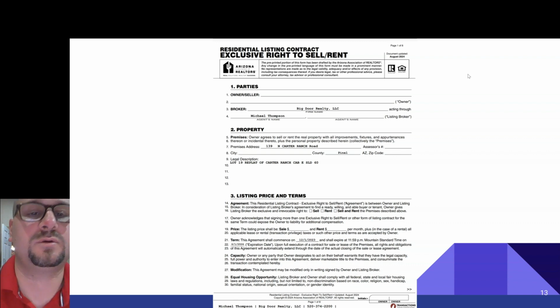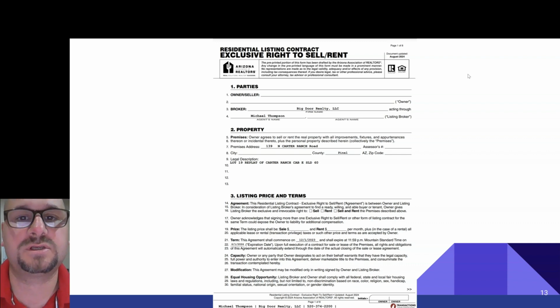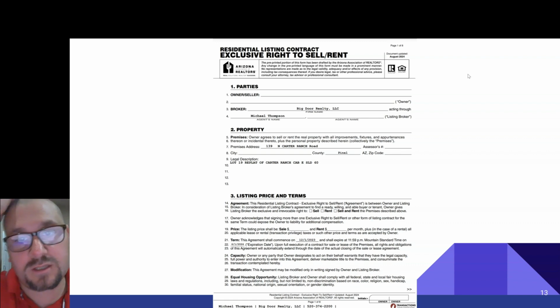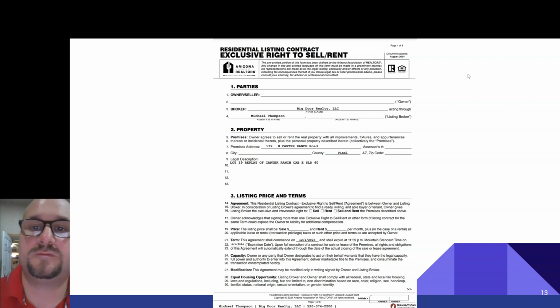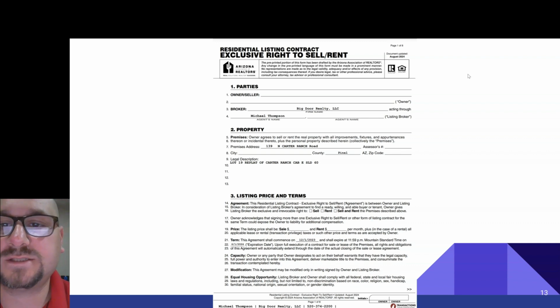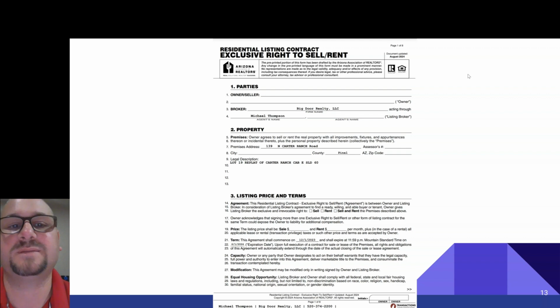So one, you want to fill out the owner or the seller's information, fill out the owners, the broker, your name, put in the property, the premises. Owner agrees to sell or rent the property with all improvements, fixtures, and appurtenances therein or incidental thereto, plus the personal property described herein, collectively called the premises.